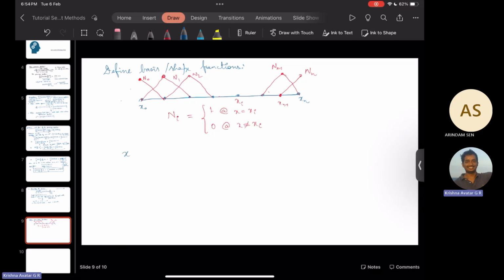We can use x equal to a summation of... but I'll just start from the beginning here. Before using summation, let's start building this. You know that x equal to x naught times N naught of x.